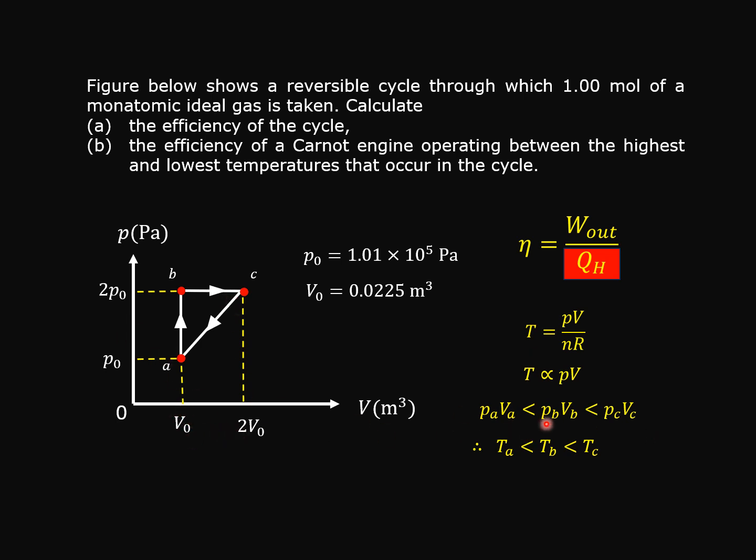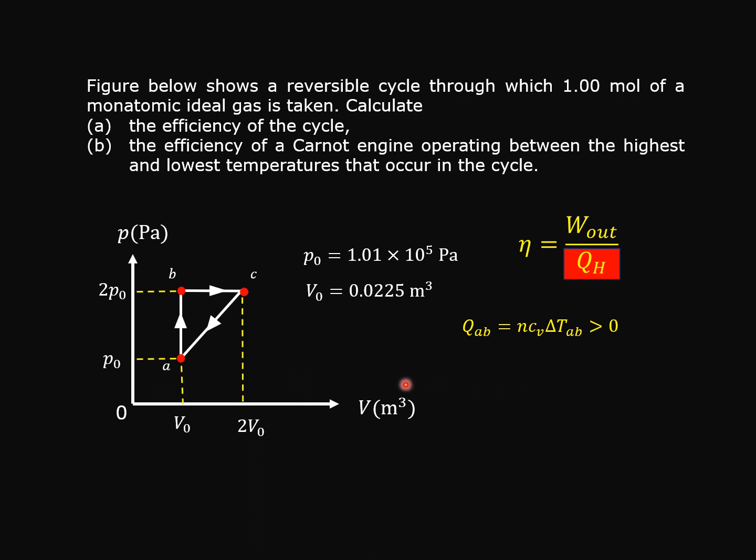And the middle value between state A and state C is for state B, which is 2 P0 V0. Therefore, we know that the temperature for state A is the smallest, followed by state B, and the largest temperature is at state C.